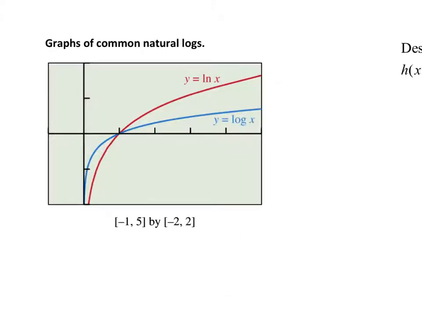So here are graphs of the common and natural logs. Here's the common logarithm, log of x. Here's the natural log graph. But notice they both have the point 1, 0. Okay?